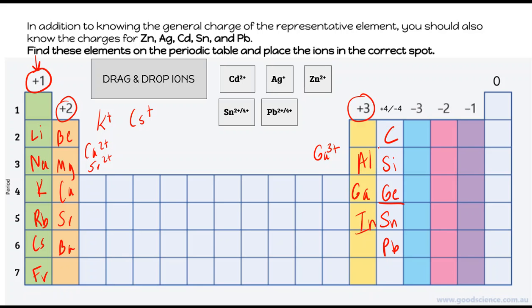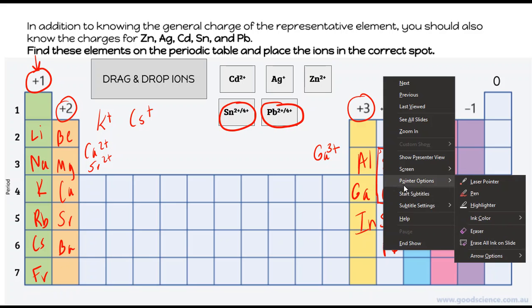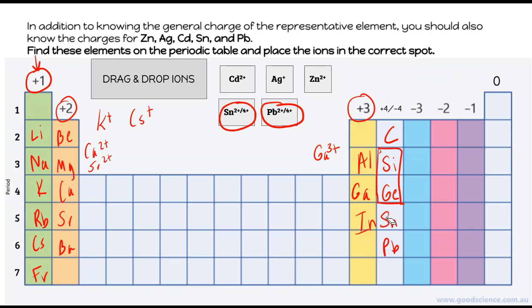Now this is where the break is, because these guys are metalloids and these guys are actually metals. So tin and lead are interesting metals. As you can see here, you're going to sort these cards. They go here. Actually, I'm going to change colors so it makes it easier and more obvious. We'll make that a green color. So I'm going to circle these guys, tin and lead, in green. Now they can go to +2 or +4, and this is why.